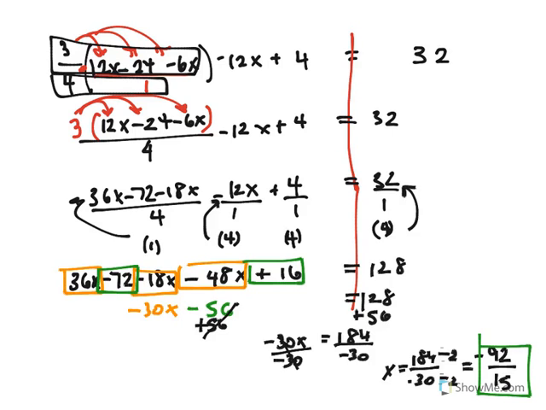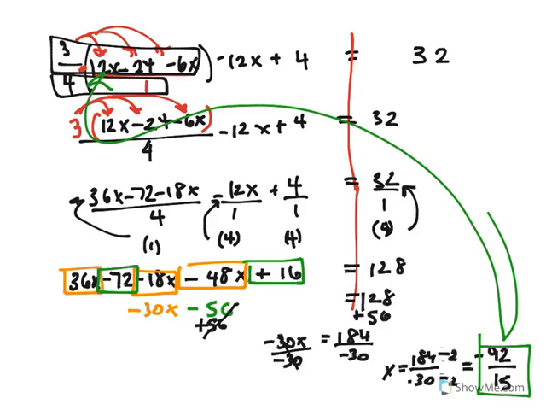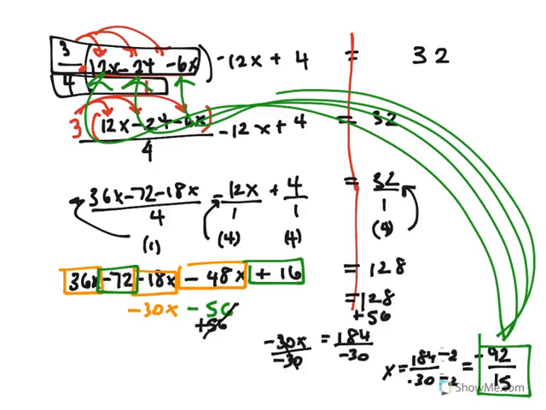Now I want to prove that this is the answer. How do I do that? I need to substitute this number in for x everywhere I see the x in the equation, and then I will be able to prove. So let's do that on the next page. So we start with x equals negative 92 over 15, and we're trying to prove that this is the answer. So we start with the original equation.